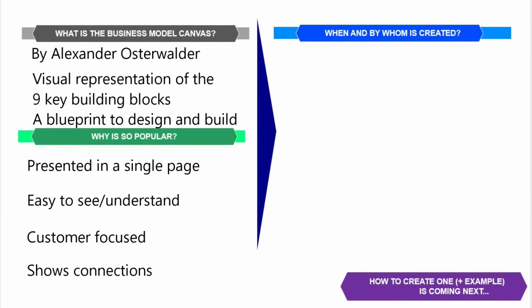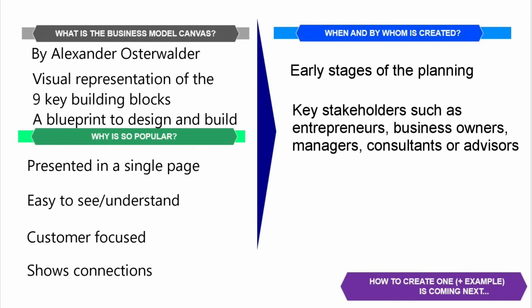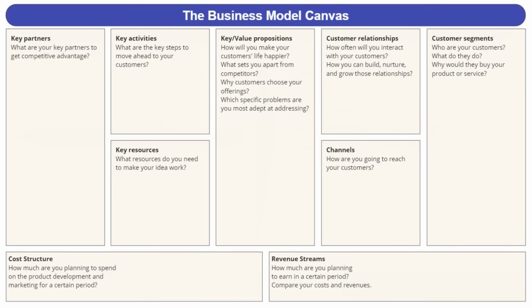Let's now see when and by whom it is used. The business model canvas is typically completed during the early stages of business planning, often during the development or refinement of a business idea or startup. As for who completes it, it's usually a collaborative effort involving key stakeholders such as entrepreneurs, business owners, managers, and sometimes consultants or advisors. Let's now see how we can structure the business model canvas for a training project.